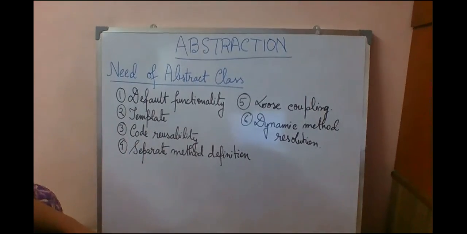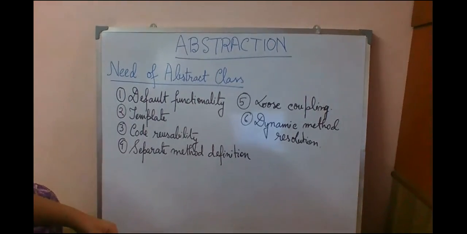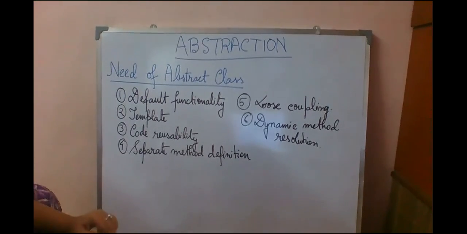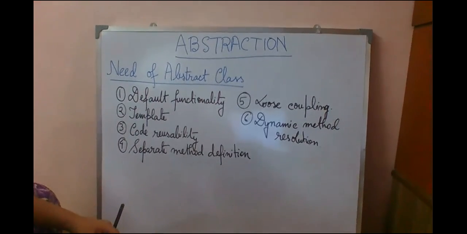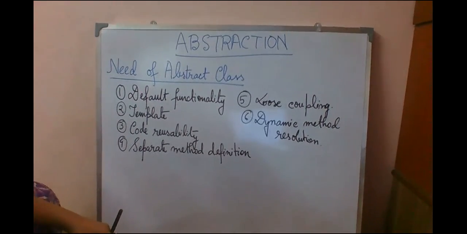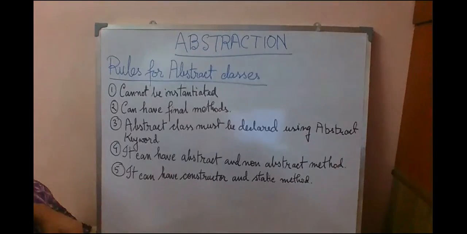Okay. The last point is dynamic method resolution. Abstract classes support dynamic method resolution in runtime. Again, I'm telling you that abstract classes support dynamic method resolution in runtime. Okay. So next we'll be seeing what are the rules of writing an abstract class.